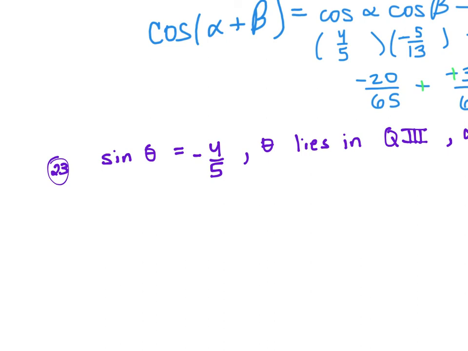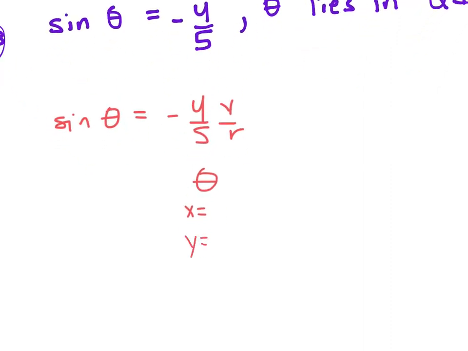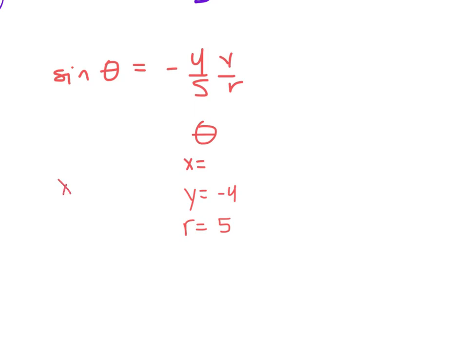Let's see what they give us. All right, they tell me that the sine of theta is negative 4/5. All right, sine is y over r. So for theta, x equals, y equals, r equals, all right? Y is negative 4. R is always positive, so that's going to be 5. So now we have to find x. So x squared plus negative 4 squared equals 5 squared. X squared plus 16 equals 25. X squared equals 9, so x equals 3.